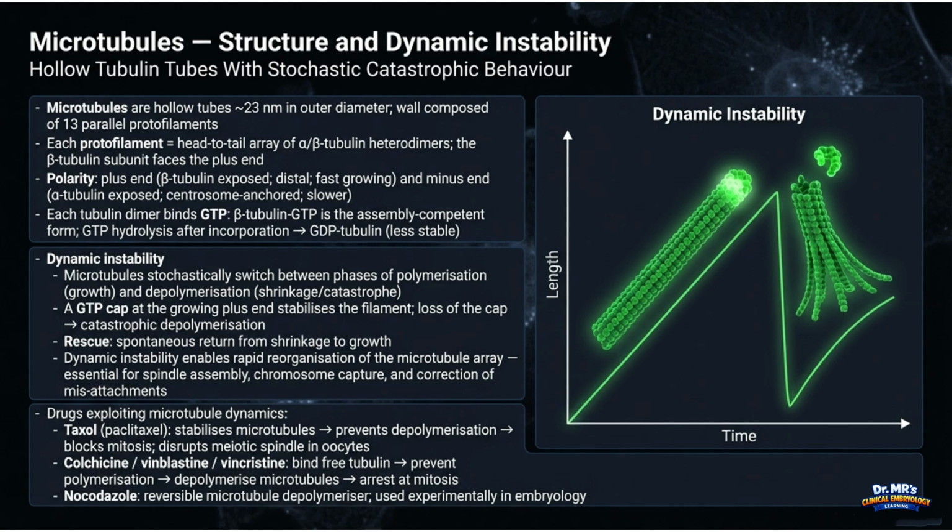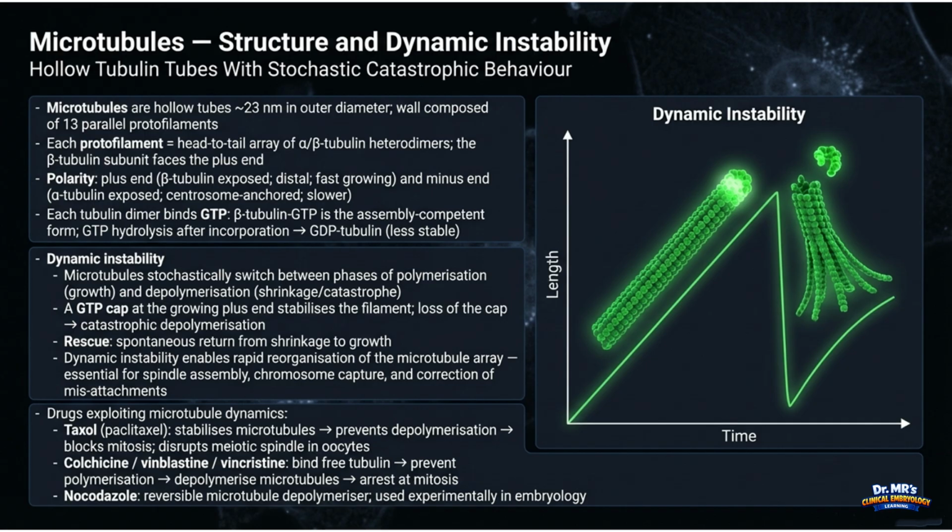Microtubules are massive structural tubes. At 23 nanometers in outer diameter, they dwarf actin filaments. Structurally, they are hollow cylinders built from exactly 13 parallel protofilaments arranged in a circle. And each of those protofilaments is a long chain of repeating subunits, an alpha-tubulin tightly bound to a beta-tubulin. This alpha-beta heterodimer is the fundamental building block.